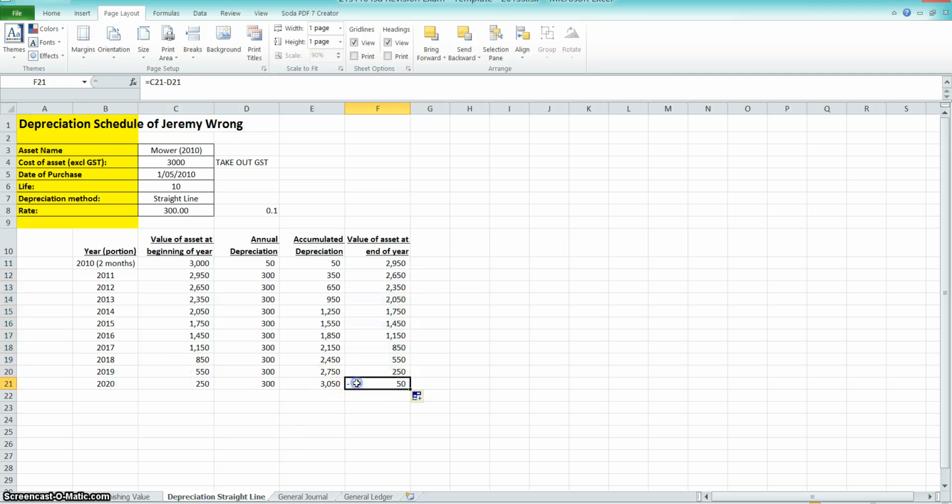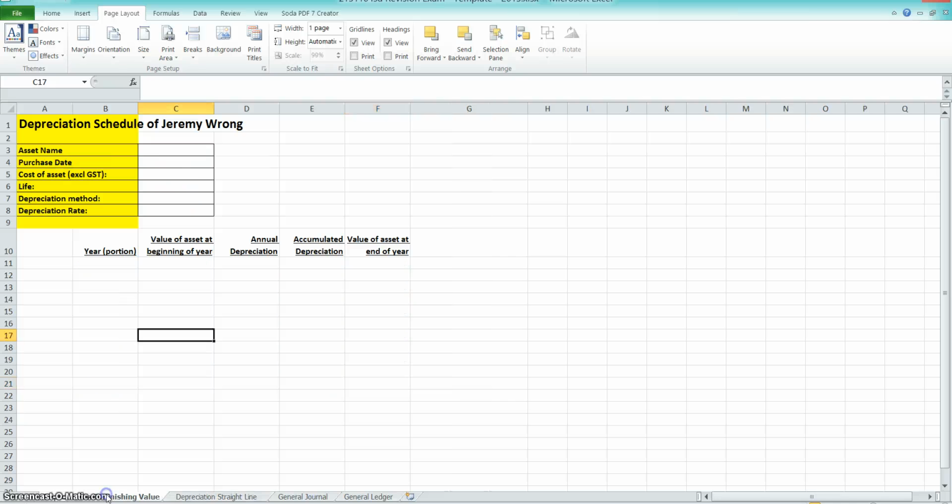So if we have a look now, in this 2020 year, we've gone into negatives. That's because in 2020, it's actually the 11th year if you include 2010, we can only claim 10 months worth of depreciation. So we need to go over to this annual depreciation section, put that in brackets, and multiply it by 10 over 12. So 10 months out of 12. And now we have nothing left at the end of that. That means it's fully depreciated and we don't have anything left on that one. So that's how you do the straight line depreciation table.